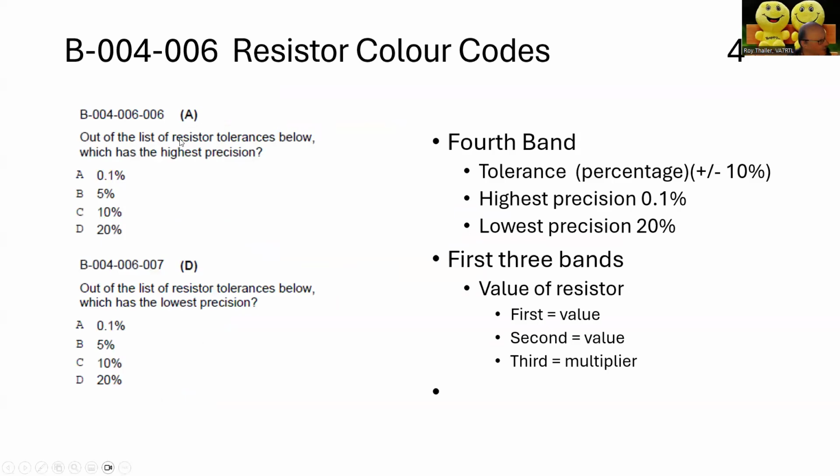Out of the list of resistor tolerances below, what has the highest precision? So in this case, it would be the lowest tolerance. So A would be the correct one, 0.1%. Out of the list of resistors below, which has the lowest precision? So this means the highest tolerance. So that would be D, 20%.